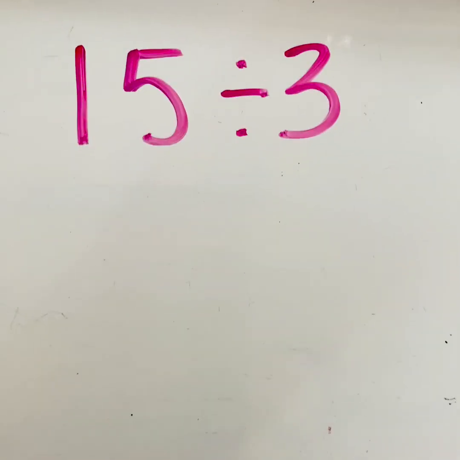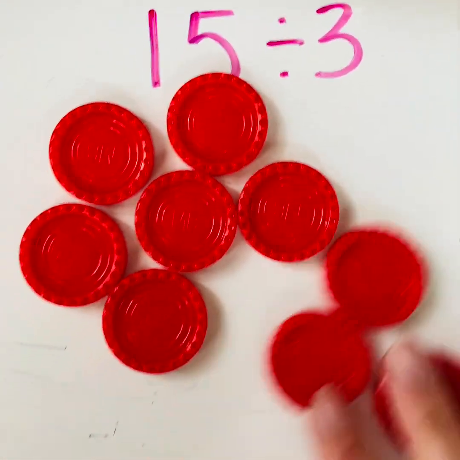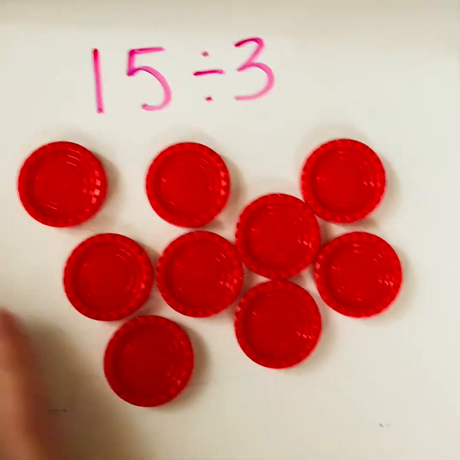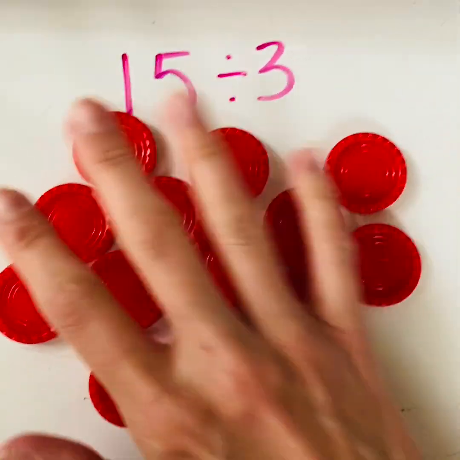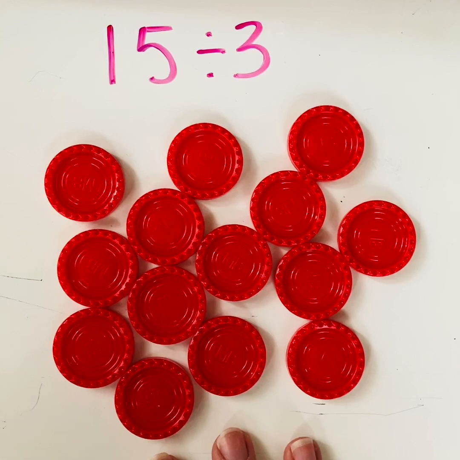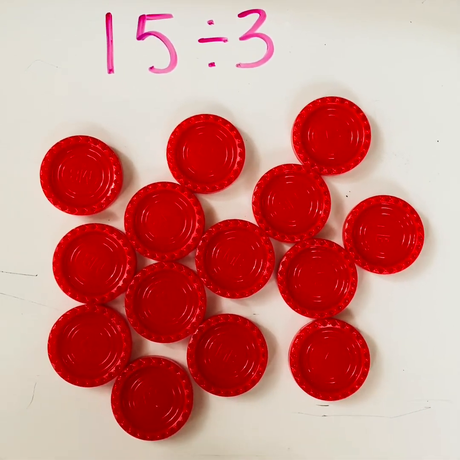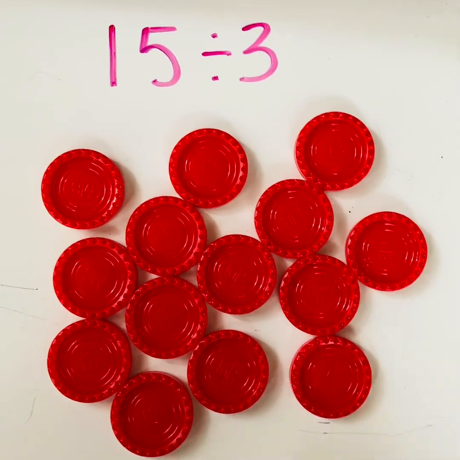So let's consider the problem 15 divided by 3. Since I don't have tiles, I took some Connect 4 pieces. Look how creative I am here. So I have 15 Connect 4 chips here, right? What I want you to do is think about how I can divide these into 3 groups, 15 divided by 3.